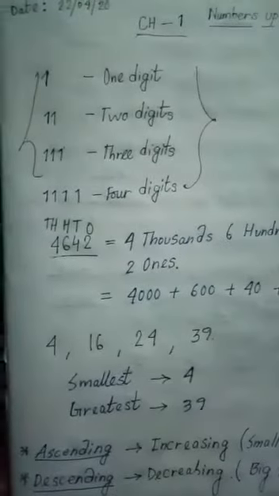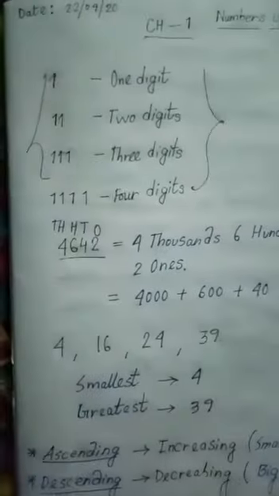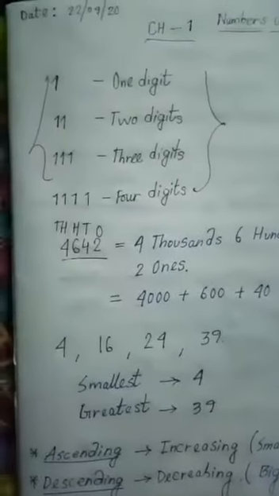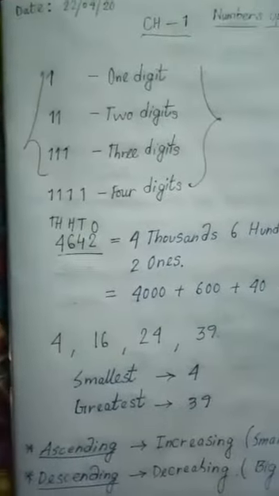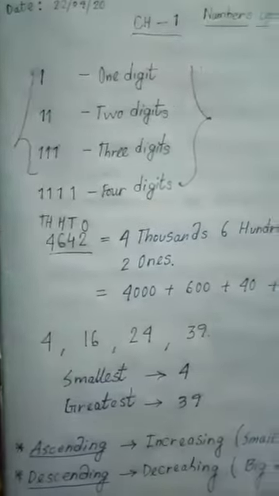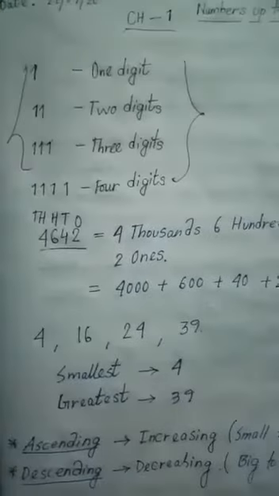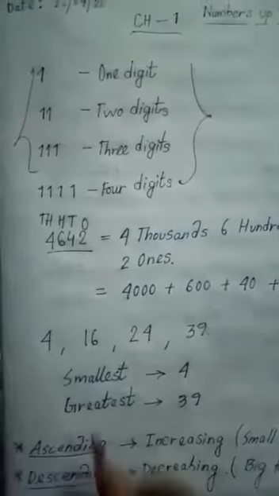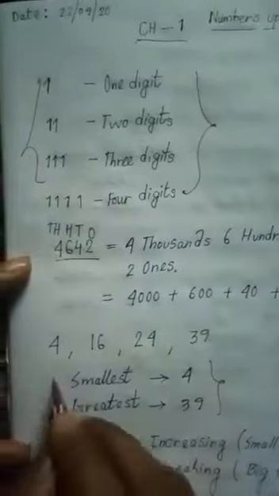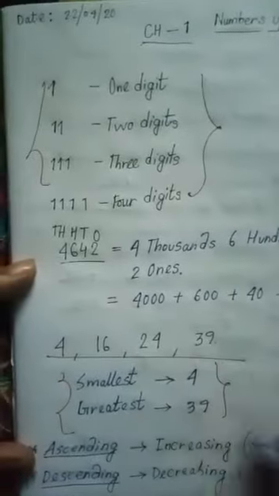Okay, first to understand the concept very clearly, without starting the exercise, first you complete the concept of the chapter. What are the important concepts? Second concept is the smallest and the greatest number. What is the meaning of the smallest number and what is the meaning of the greatest number?